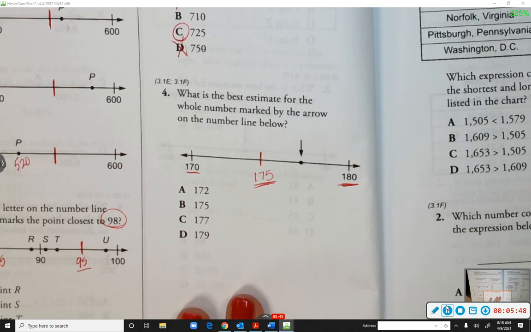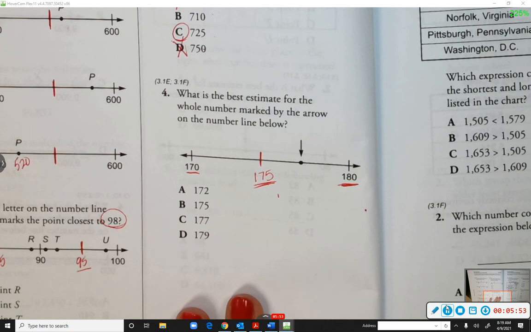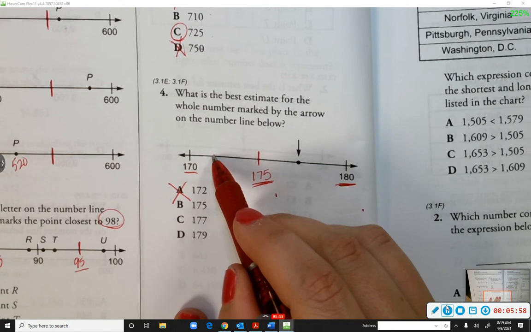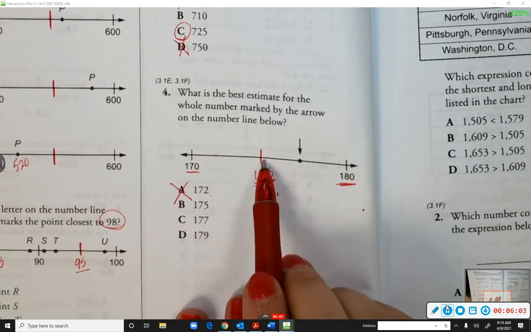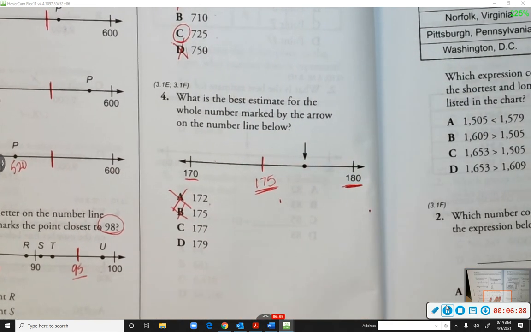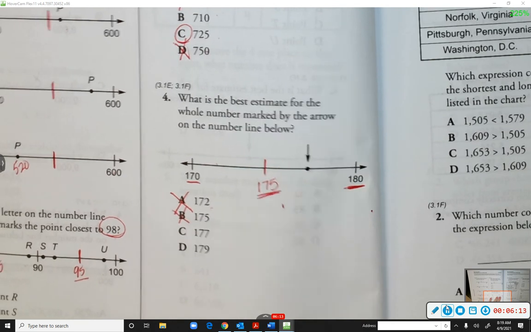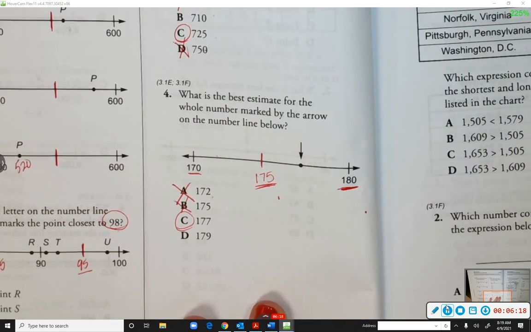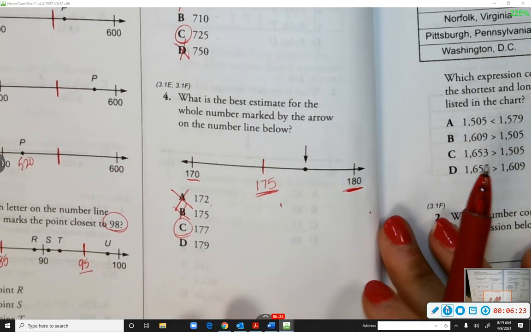Okay? Is there any that are not in between those two numbers that I can eliminate? Kelsey? 172. 172 would be on this side. Okay? 175 I can eliminate because that would be right in the middle. Okay, so I have 177 or 179. What do we think is the best one? 177. Y'all agree? Yes, good, because 179 would probably be where? Close to 180. Good, closer to 180.